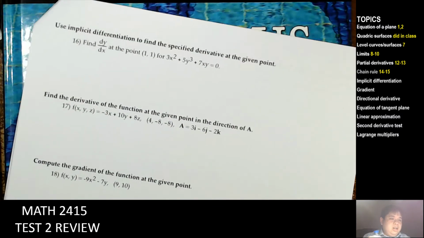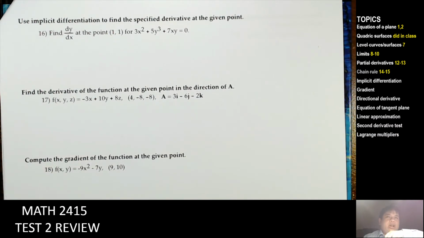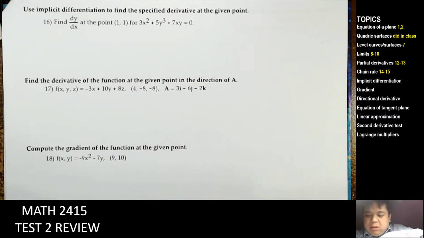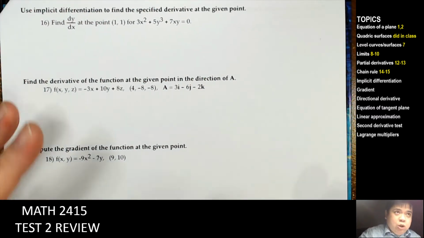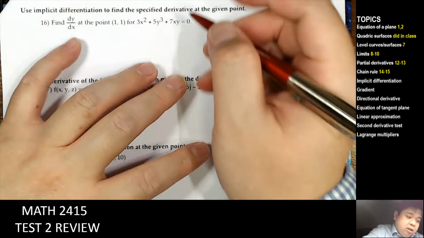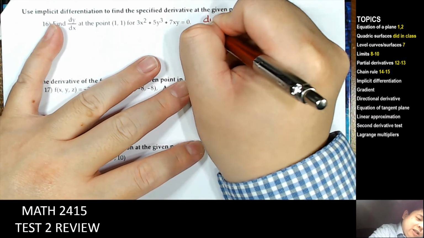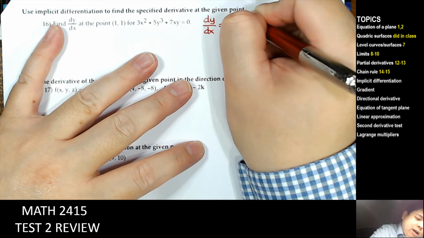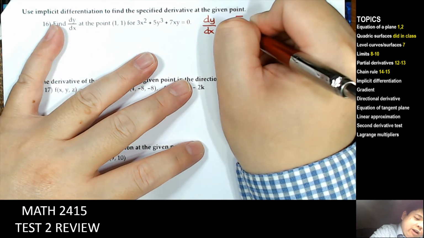Next, we have implicit differentiation. So we have something like this, similar to this in calculus 1, a little more complicated. Here it will be a lot easier. dy over dx is equal to negative f of x over f of y.